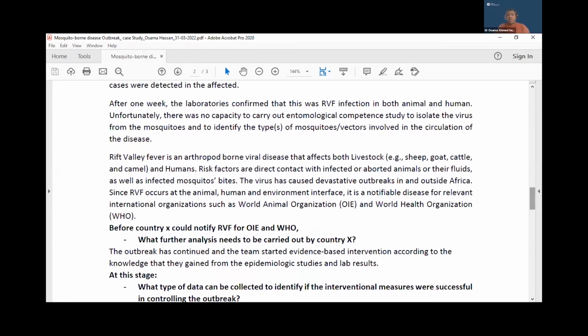So, this is a capacity that is lacking in Africa. We really need to build this, even if we could do it in terms of collaboration. We need to have the competence and capacity to study the competent vectors involved in mosquito-borne or vector-borne diseases. And within an outbreak like Rift Valley fever, in the first week there is usually a very active type of mosquito. In most cases, they are Aedes species.